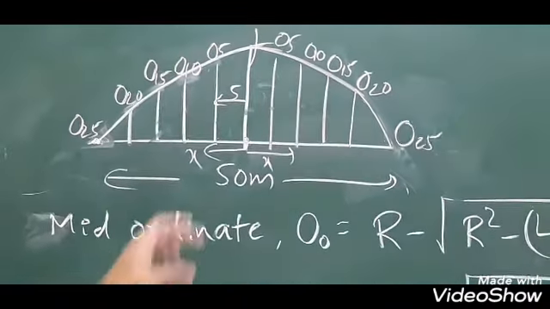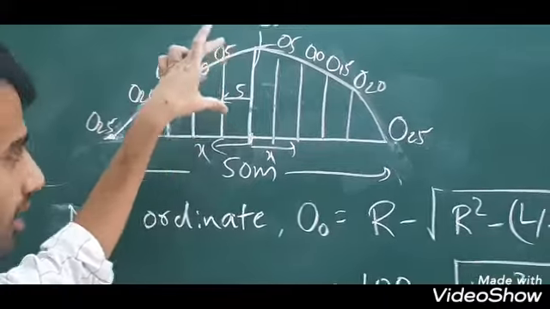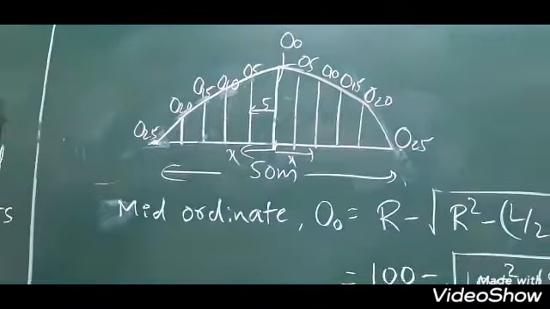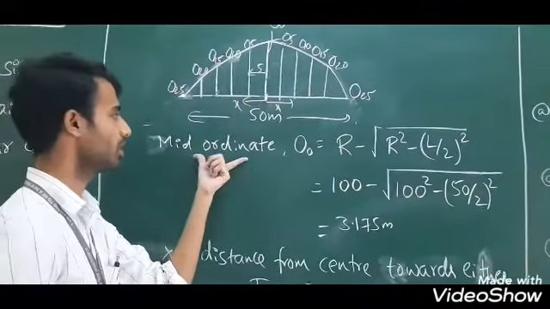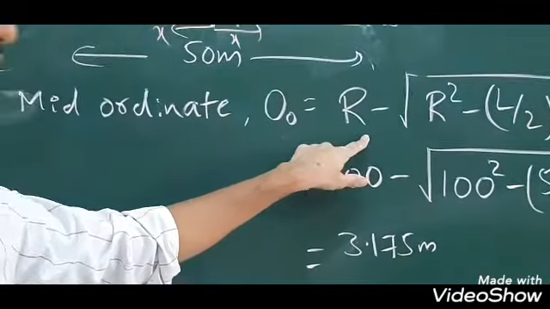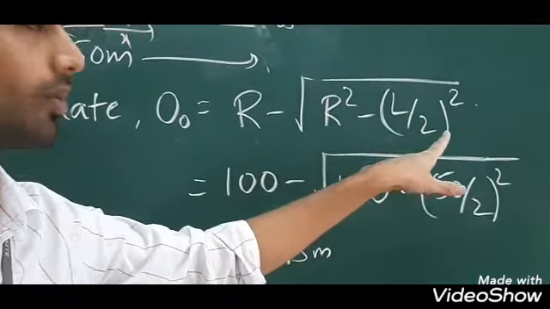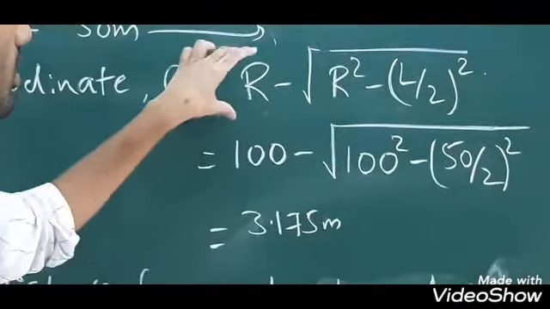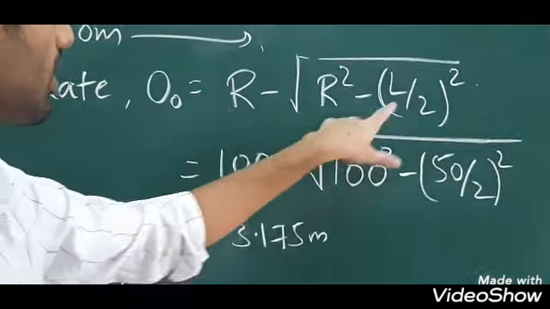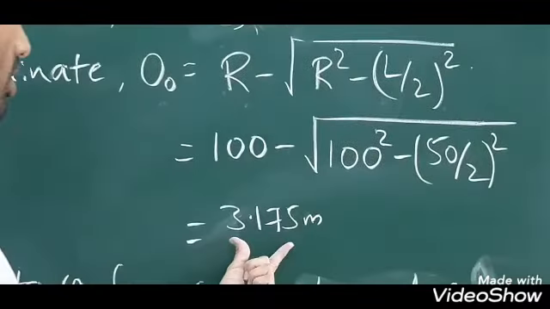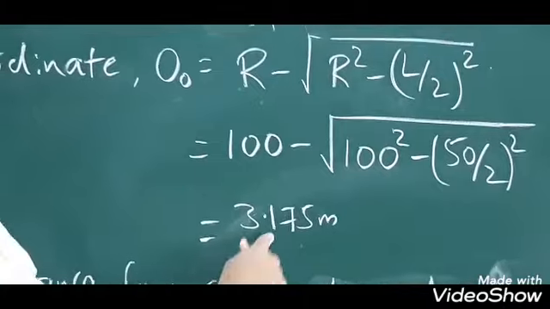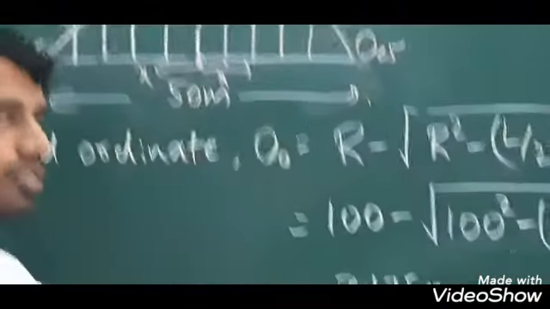Now how do we calculate these ordinates and the mid ordinate? There are two formulas you should remember. The mid ordinate formula is given by r minus root of r square minus (l by 2) whole square. Plug in the radius and the length of the long chord, and we get the mid ordinate as 3.175. So this is our mid ordinate height.